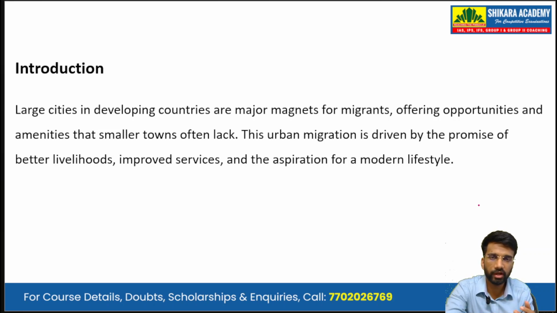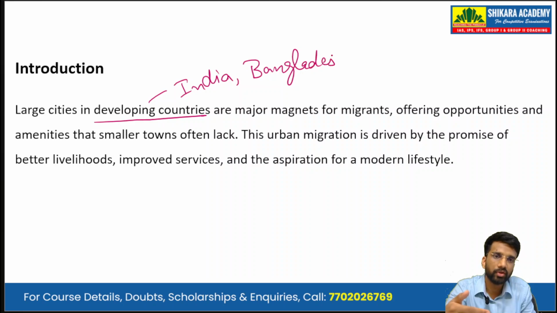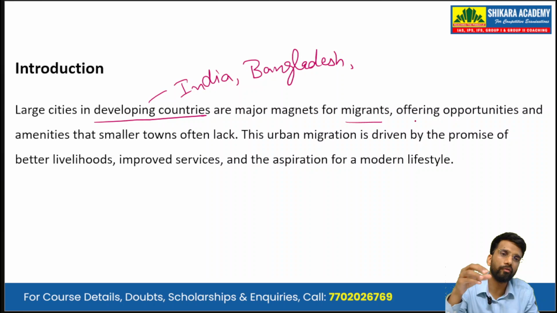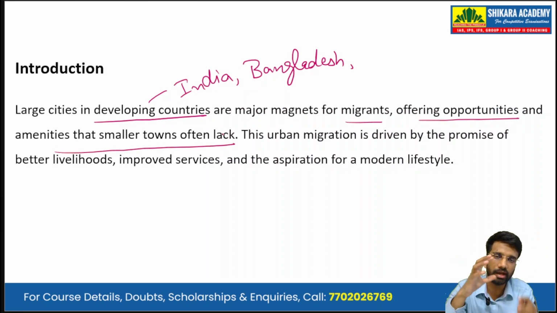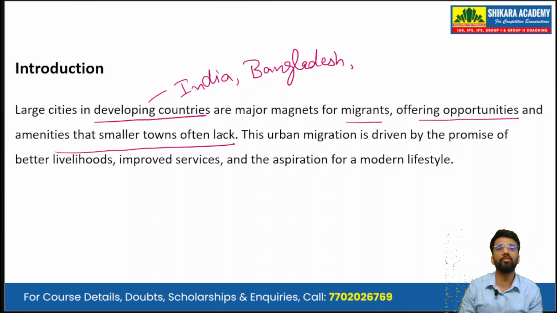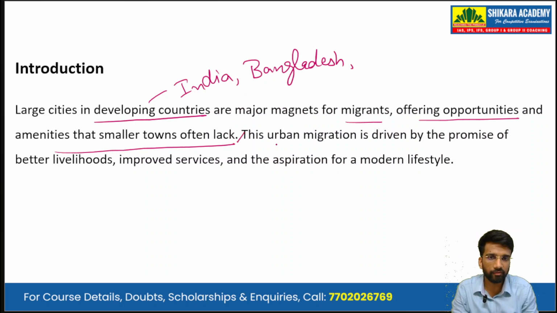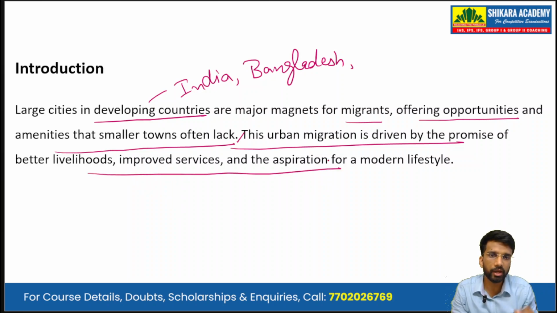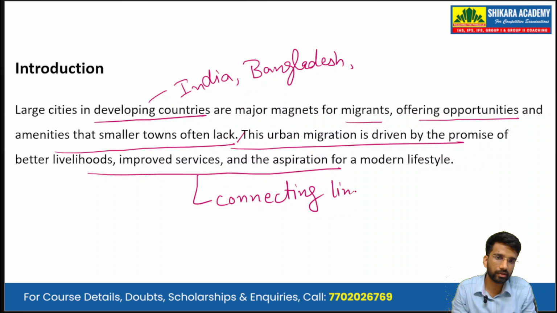So, let's begin with the introduction. We can write: large cities in developing countries, predominantly India, and we can take the example of Bangladesh, Philippines, Indonesia, Vietnam, etc., are major magnets for migrants because they offer opportunities and amenities that smaller towns often lack. This urban migration is driven by the promise of better livelihoods, improved services, and the aspiration of a modern lifestyle. So this is an introductory line, and we have connected it to our main body because we have listed the reasons, and this will be our connecting line that will provide a link between the introduction and the body.